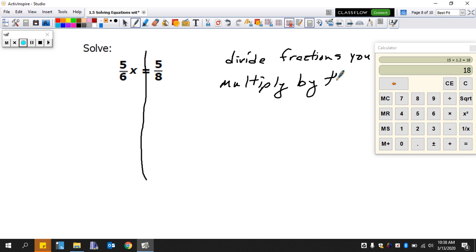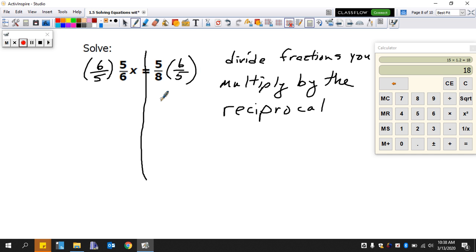Okay? And remember, the reciprocal is just you flip the number. So we're going to multiply by 6 over 5, multiply by 6 over 5. This cancels out. We're left with x is equal to 30 over 40, and we can simplify that because 10 goes into both of them. It gives us 3/4.